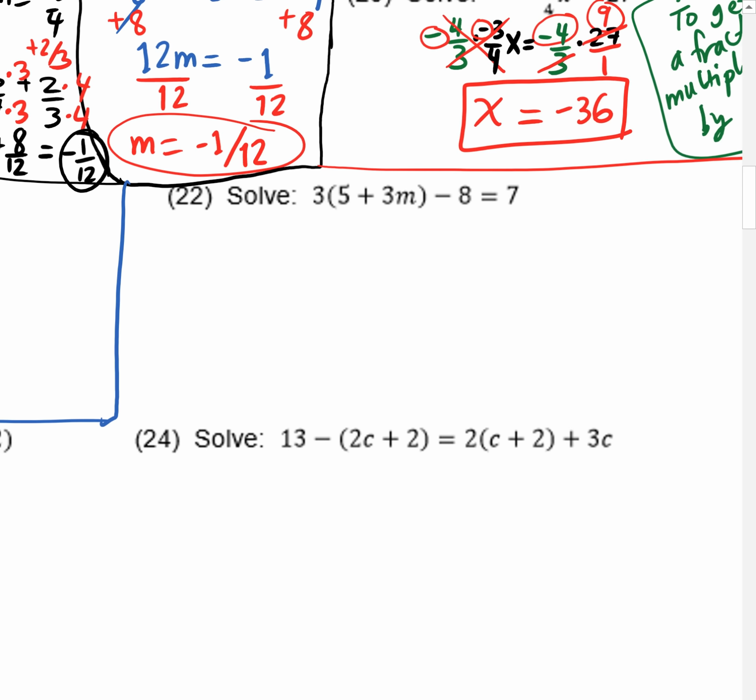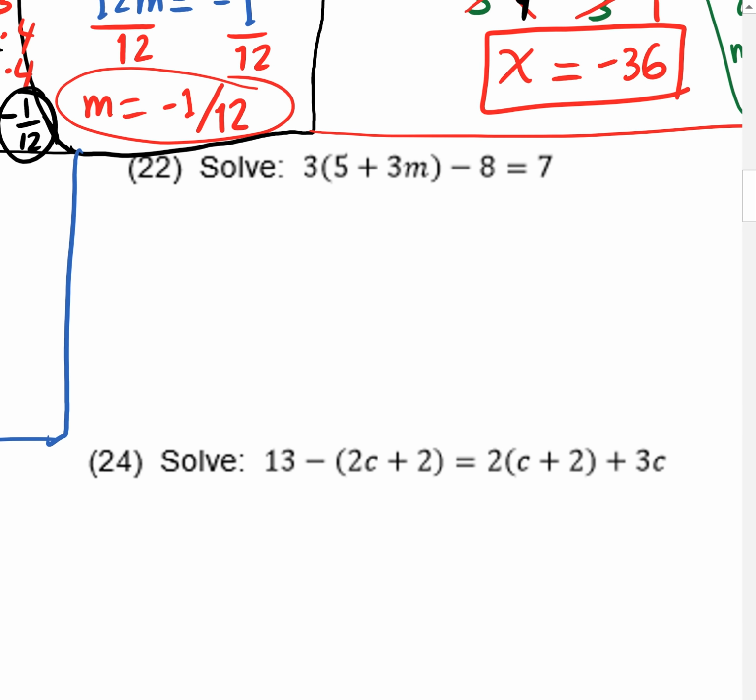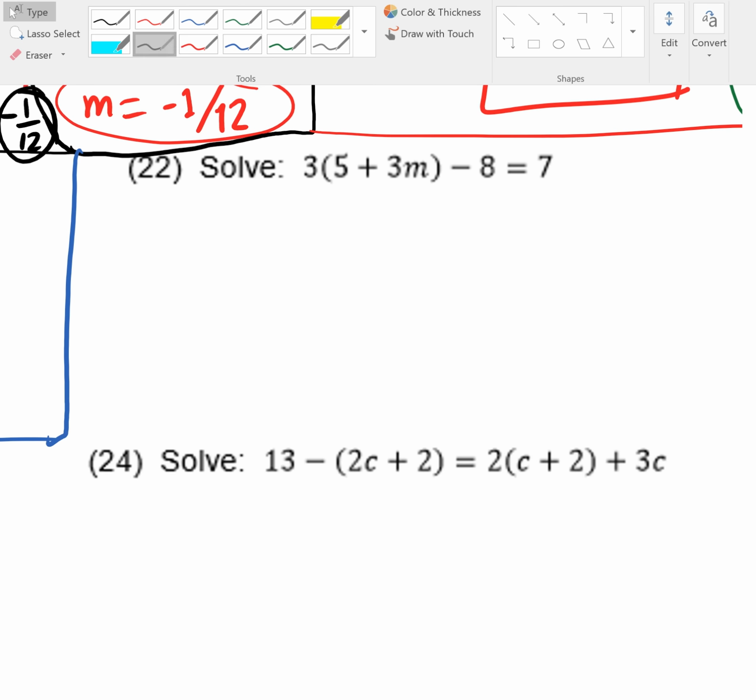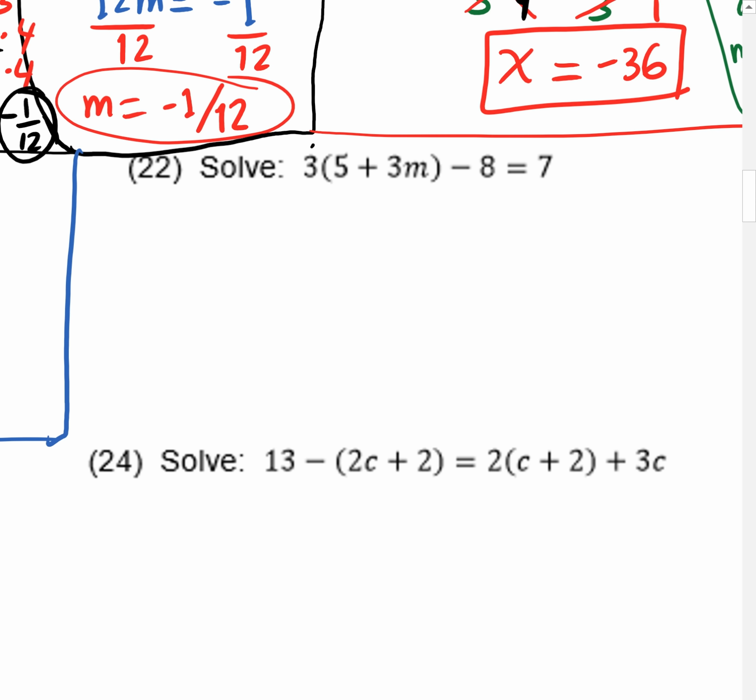Alright, now let's try number 22. This one looks more complicated. So I have something to distribute. Might as well do that first, huh? I think whenever you have something to distribute, it's a good idea to go ahead and do that. Because once I distribute, there'll be no more parentheses left, and it's easier to solve for a variable when it's not trapped inside parentheses.